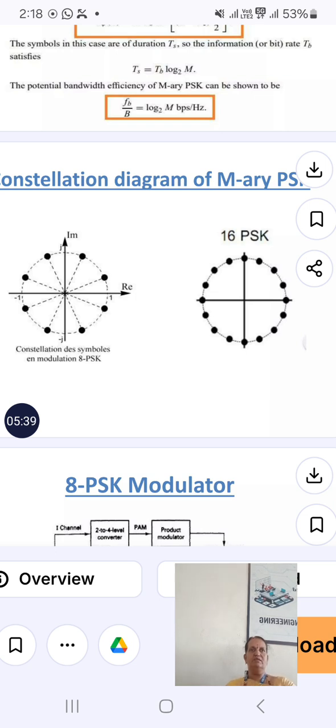So it can be done by the 8 PSK modulator. We have the in-phase and quadrature channels. This is the block diagram of, for example, an 8 PSK modulator.